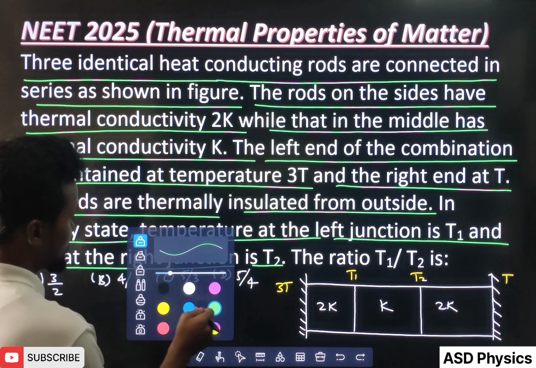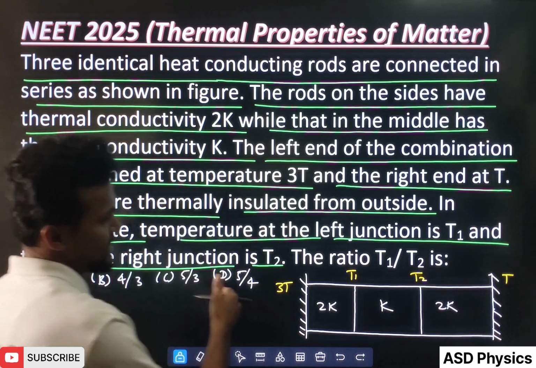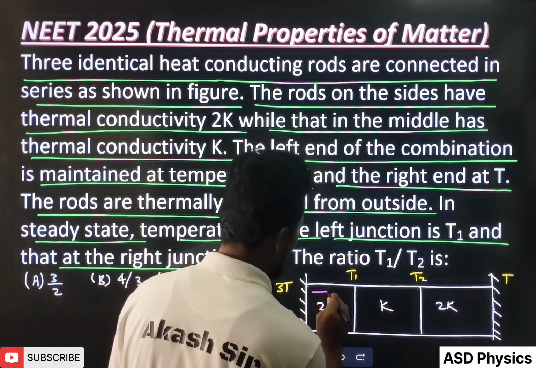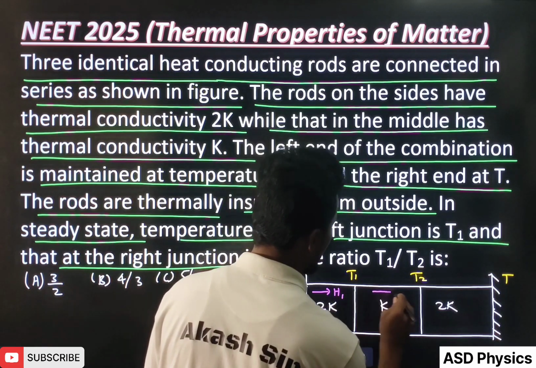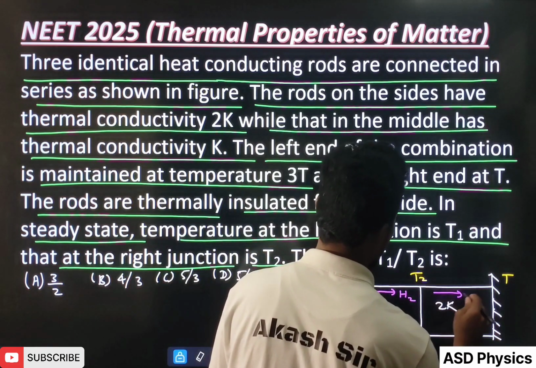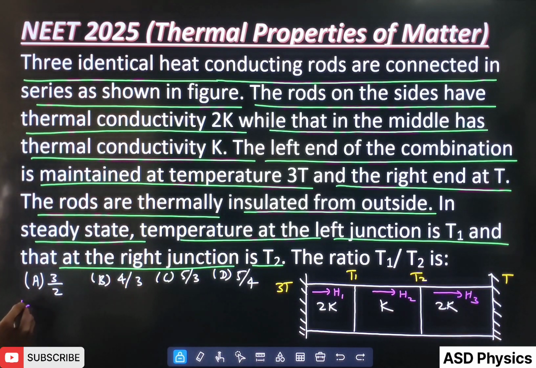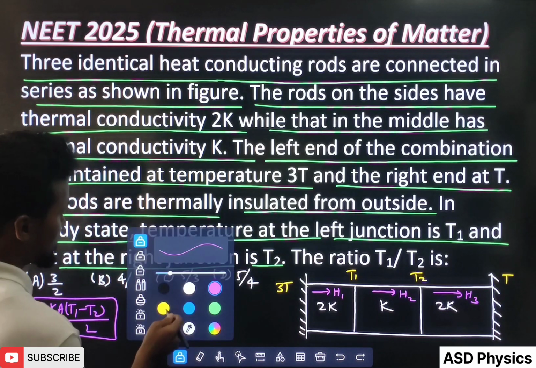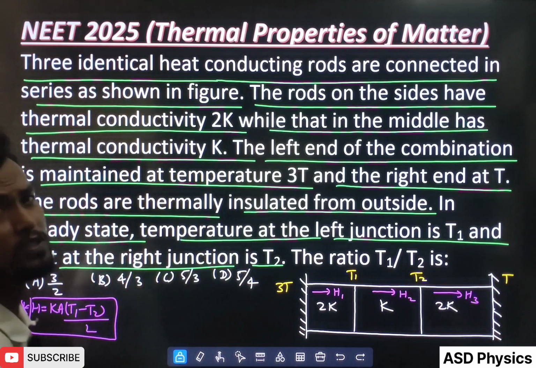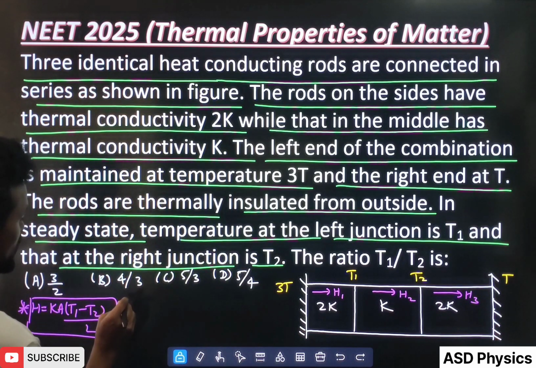So remember that here they are connected in a series connection. Let's take the heat current here as H1, here H2 and here H3, okay? First I will write one formula, the heat current formula you know very well: H equal to K A (T1 minus T2) by L. K is the thermal conductivity, A is the area of cross section, T1 minus T2 is the temperature difference and L is the length, okay? So this basics only we are going to use here.